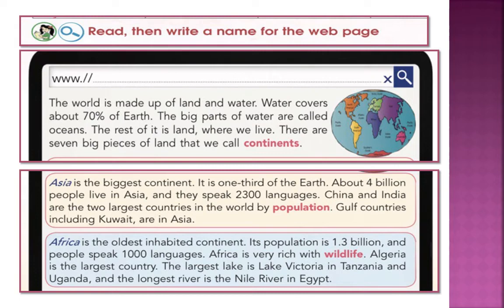Africa is the oldest inhabited continent. Its population is 1.3 billion and people speak 1,000 languages. Africa is very rich with wildlife. Algeria is the largest country. The largest lake is Lake Victoria in Tanzania and Uganda, and the longest river is the Nile River in Egypt. Okay? So let's add a title for this passage: worldcontinents.com. Okay?